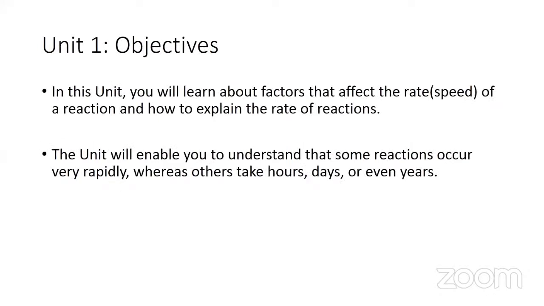What are the objectives at the end? In this unit, you will learn about factors that affect the rate of reaction and how to explain the rate of reactions. This unit will enable you to understand that some reactions are very fast, some are very slow. If you know how fast or slow a reaction is, then you'll be able to make use of it. If not, it can explode even before you finish the experiment. So you have to be very careful.